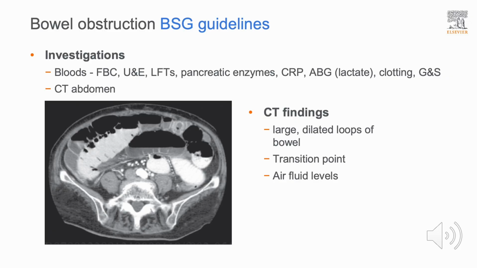Appropriate investigations for bowel obstruction include a full set of bloods, including full blood count, U&Es, LFTs, pancreatic enzymes, CRP, and ABG to look for lactate. A raised lactate suggests ischemia of bowel tissue, and clotting and group and save to prepare for surgery. A CT abdomen should be performed, which demonstrates large dilated loops of bowel and air fluid levels, and there may be an identifiable transition point which locates the location of obstruction.